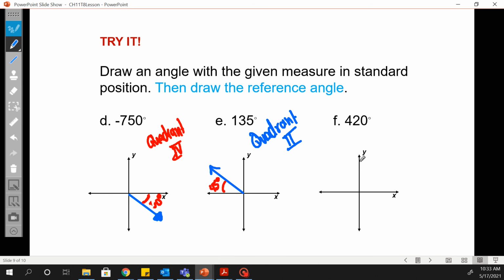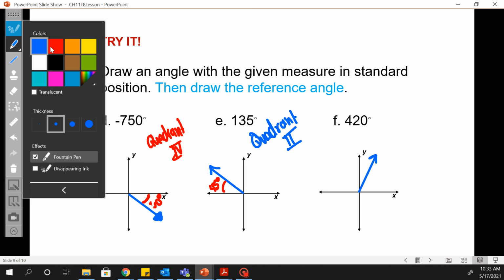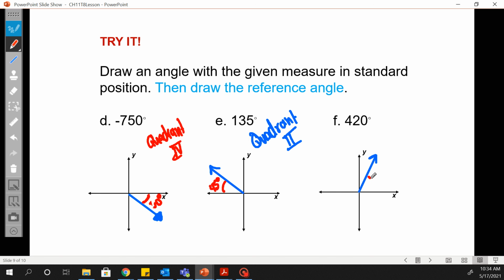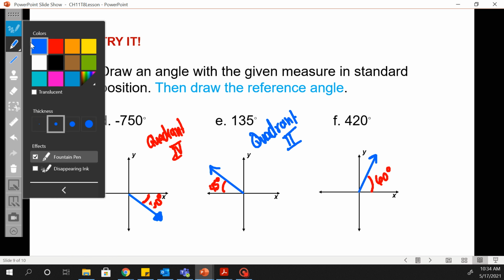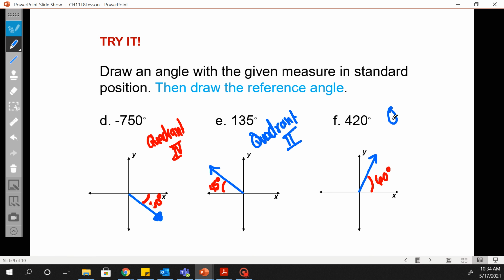And then a 420-degree angle, so this is going to go around a full time, 360, and then another 60 degrees. So right here. If it's going around another 60 degrees, then this right here is a 60-degree angle. Our reference angle is a 60-degree angle, and that is in quadrant 1.